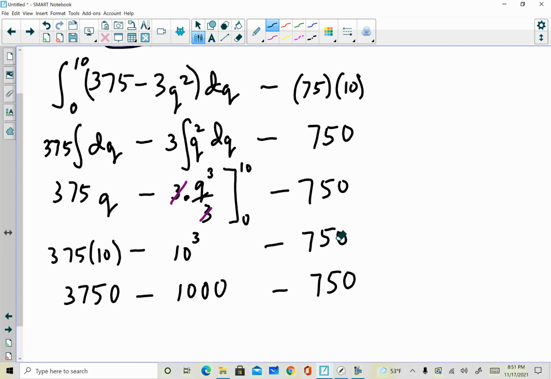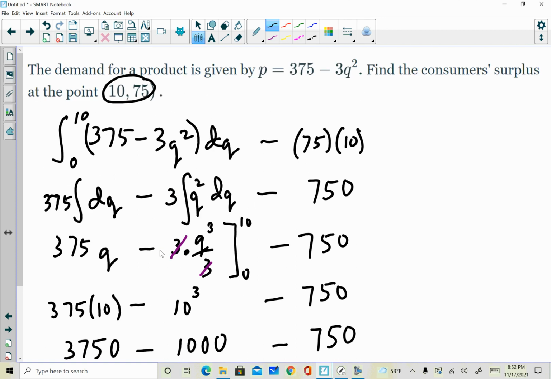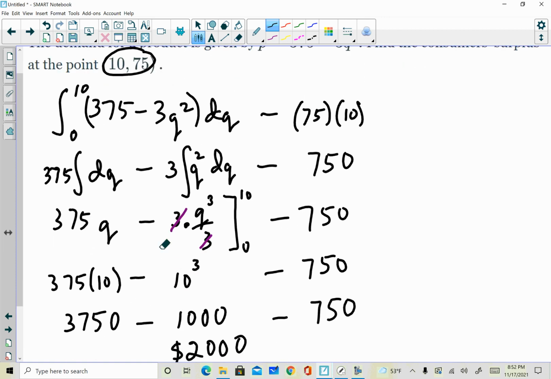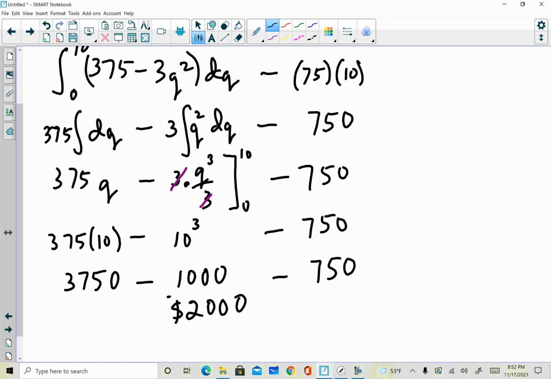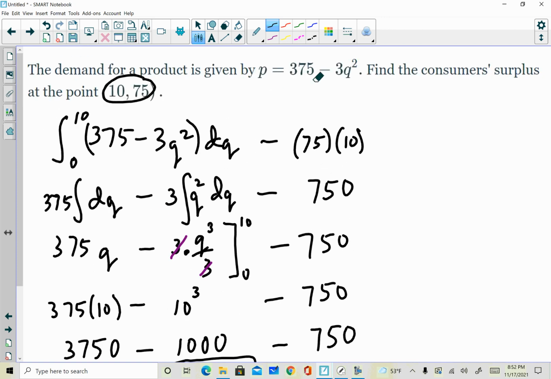3750 minus 1000 minus 750 is 2000. So $2,000 is the answer. $2,000 is the consumer surplus in this problem.